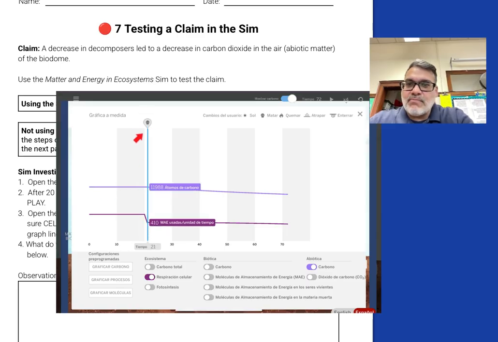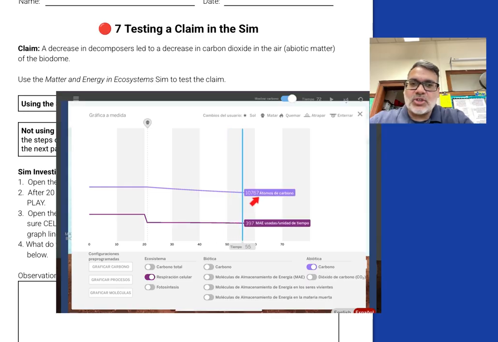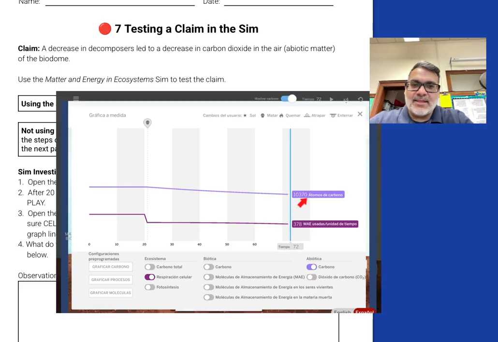But now, the moment I killed off the decomposers, I'm noticing here, is there an increase or is there a decrease in the carbon atoms? Is there an increase or decrease in the carbon atoms that come from abiotic matter in the air? This is the atoms in the air and the ground, really. Okay, is there increase or decrease? Okay, great. So that's the situation there.